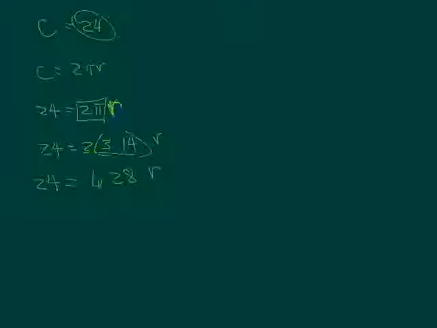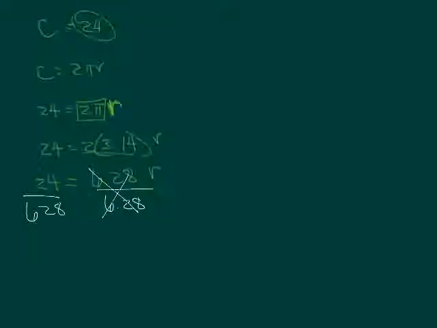Okay, so we've got that as our algebra problem. Now remember, whenever you're trying to get rid of a number multiplied by what you're looking at, in this case r, if it's multiplied by r, you're going to divide both sides by that number. And that number goes away, and we're left with 24 divided by 6.28, and that gives us an r of 3.82. And we're done.